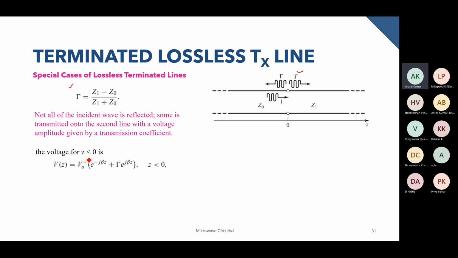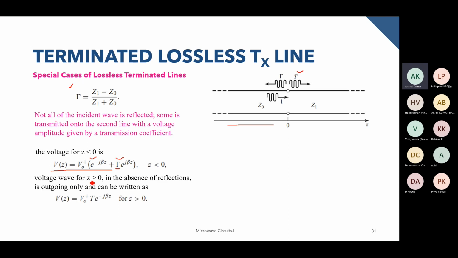So the voltage in this particular region where Z is less than 0 is given by this expression, where we have the incident wave and then the reflected wave as the incident wave times the reflection coefficient. And for the wave in this region, Z greater than 0, we can write the expression for the voltage as the incident magnitude times the transmission coefficient, and the wave is propagating in this direction.